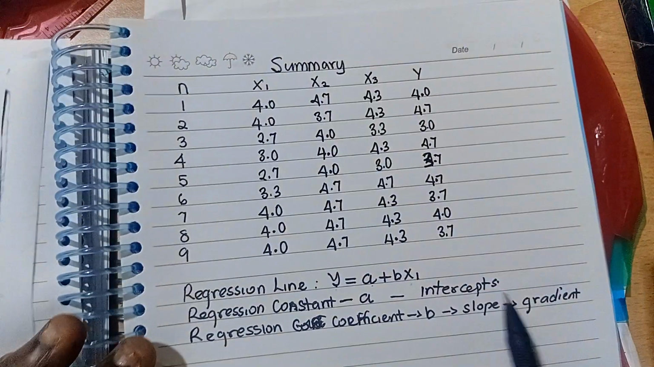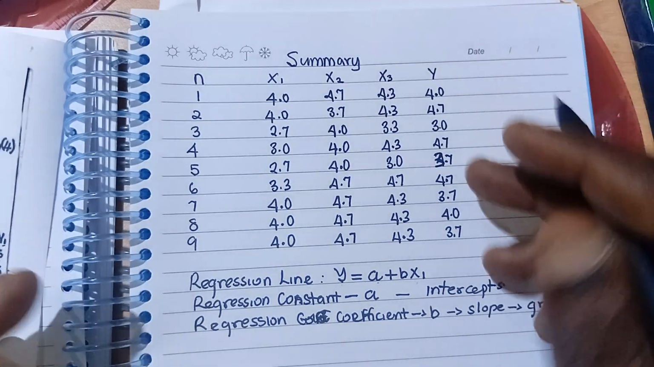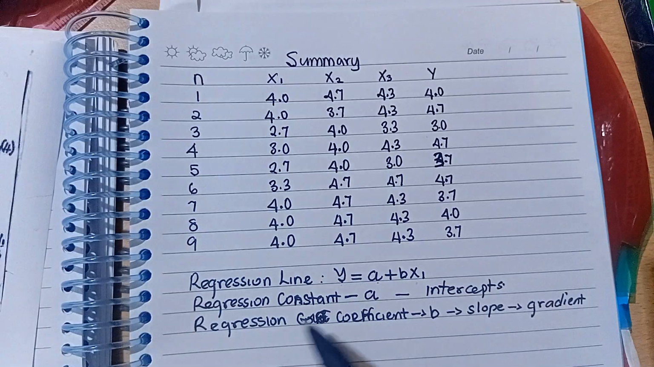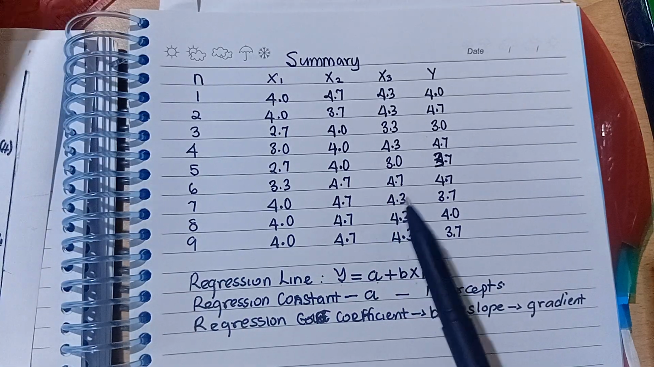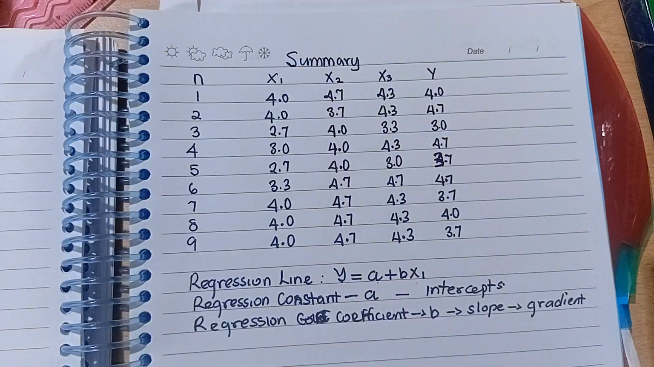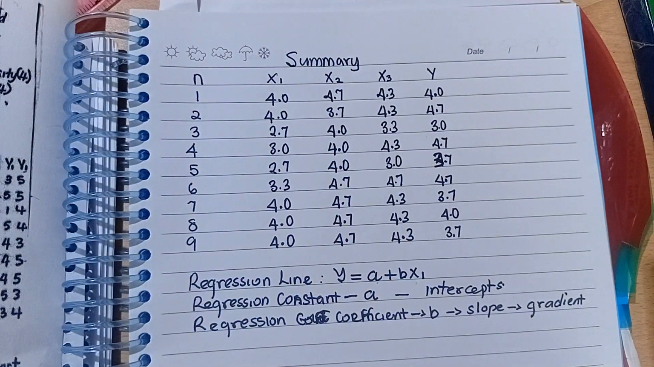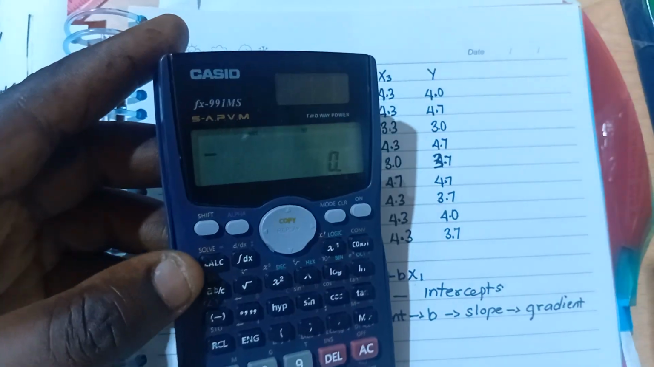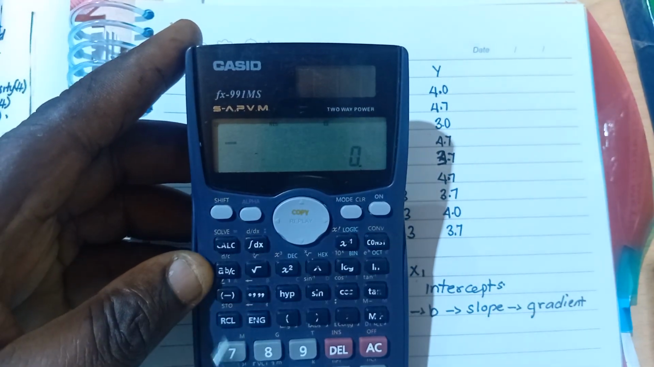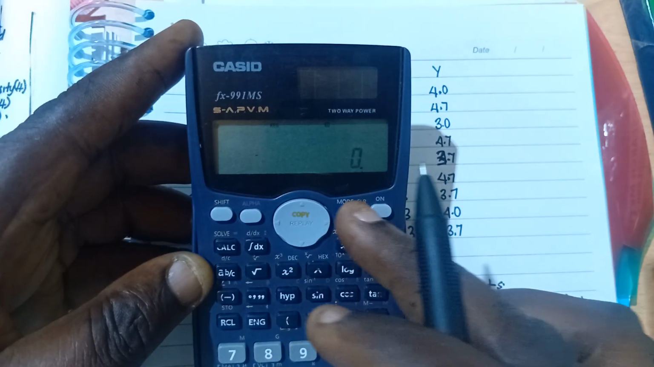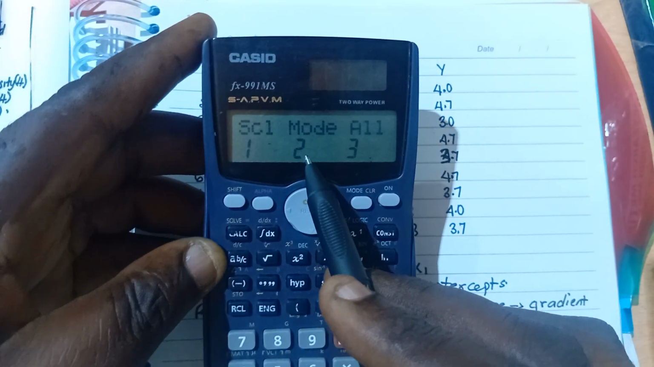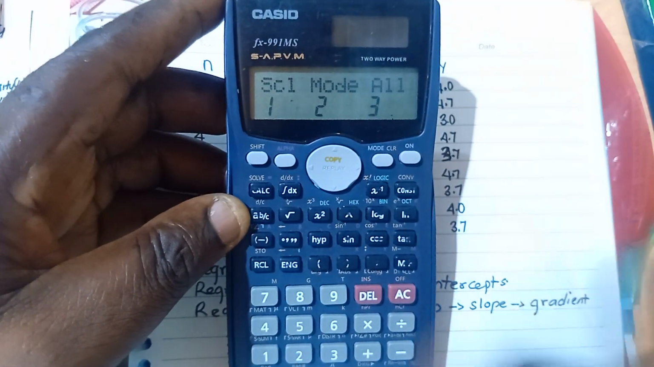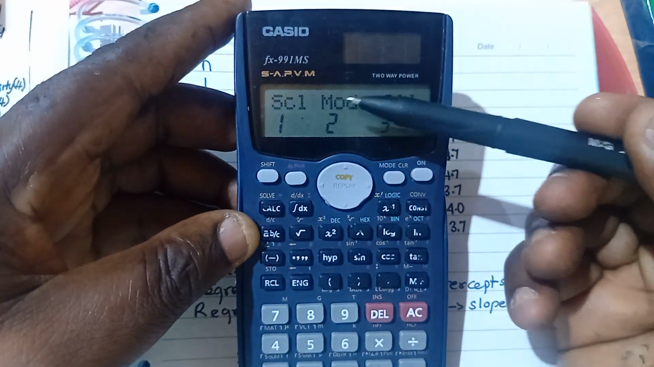Now let's quickly use our calculator to determine this. From our summary of the spreadsheet, in the last video I showed you how to get this spreadsheet. If you have not watched it, go to my YouTube channel and see how this is done. You will make sure you change your calculator mode to regression mode. To do that, press Shift, press Mode, then press 1.